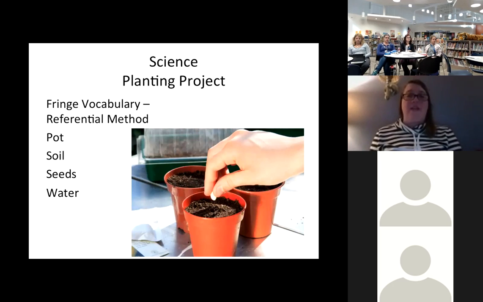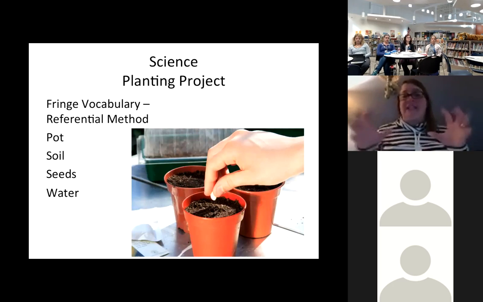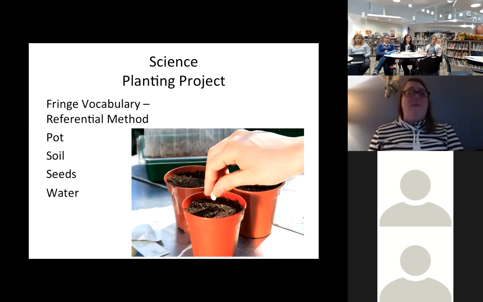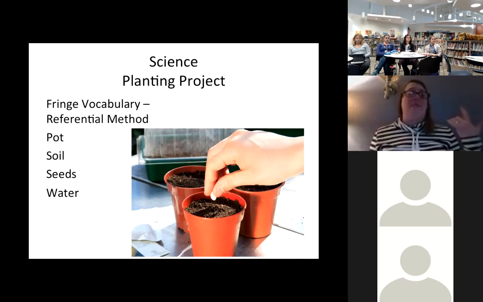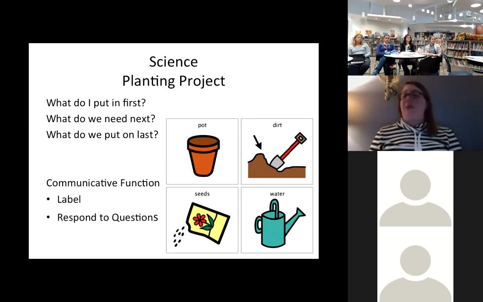So we're going to go ahead and do this lesson, quote unquote, planting, from a referential approach using fringe vocabulary. And I'm just going to walk through this, and then I'm going to have you guys break into groups and do another one. But let's say that we're planting, and I have a communication board with the words pot and soil and seeds and water. And then I might say, what do I put in first? And then you guys would all point to probably dirt, right? We probably put dirt in first. What do we do next? Seeds. And what do we put on last? Water, right? And so I have seen many group activities where that's been kind of how it goes.